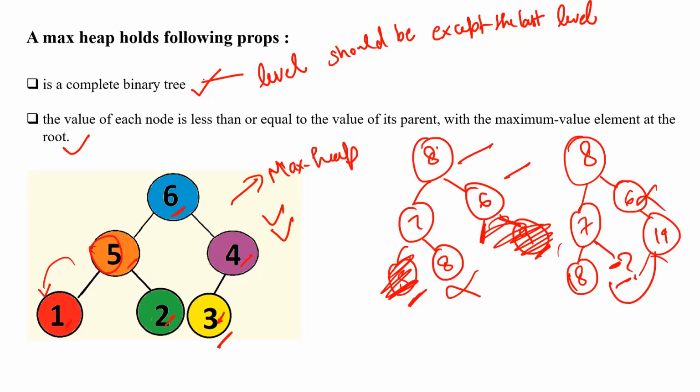So in a max heap, we have to check for two conditions. First of all, the child node should be either less than or equal to the parent, and next, it should be a complete binary tree, right? So we have to check for these two conditions.